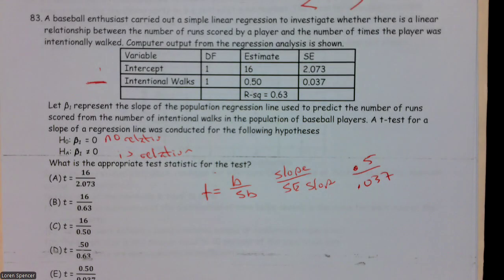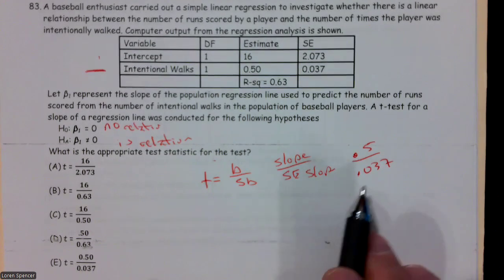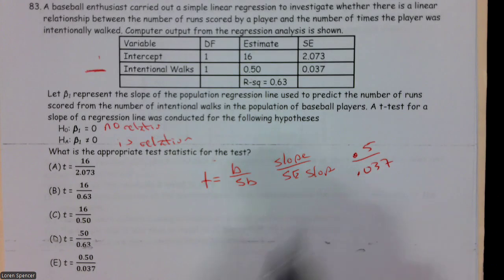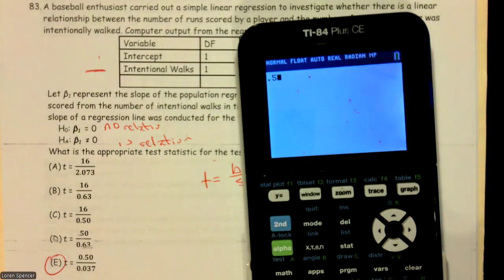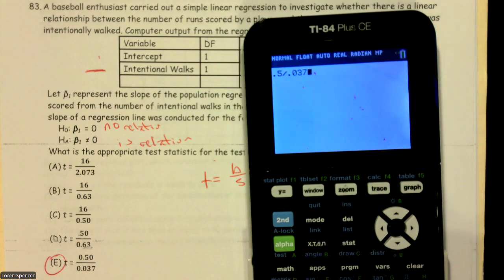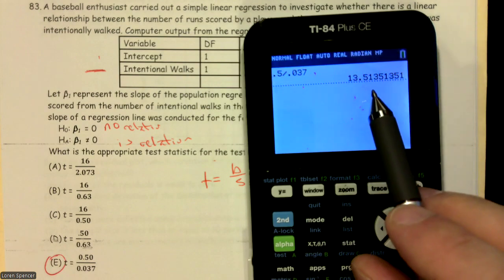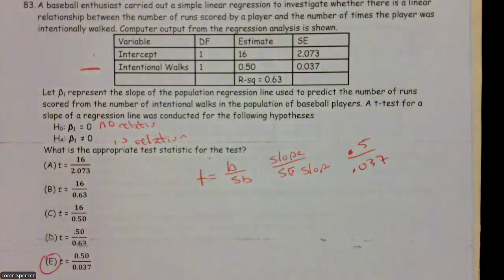Oh, I don't have to. Turns out they gave that as an answer choice, 0.5 divided by 0.037. Had we divided it out, a lot of times they'll ask you for the t statistic. You just go 0.5 divided by 0.037, and you get a t statistic of 13.51. All right, moving on to 84.